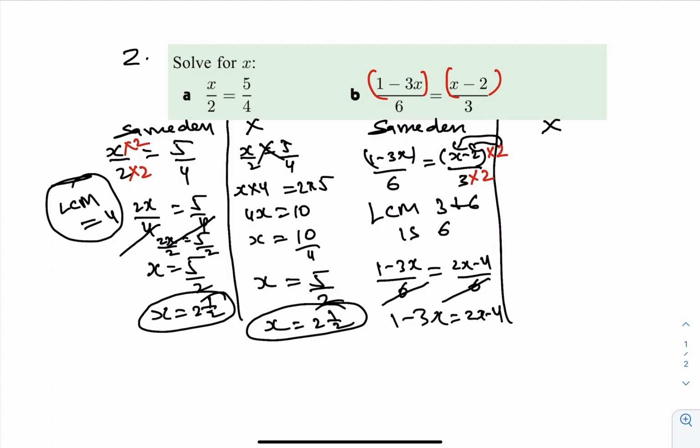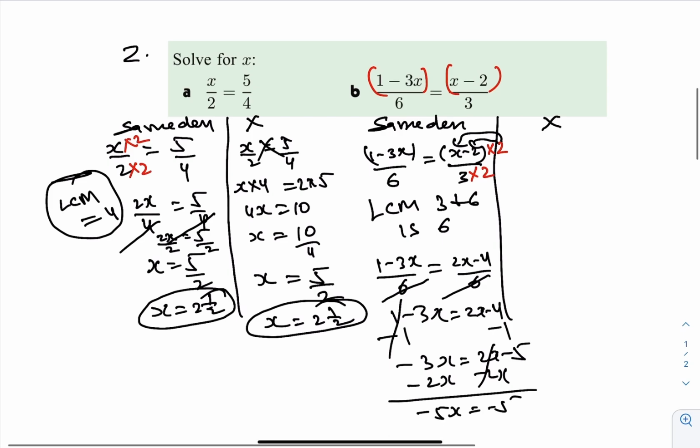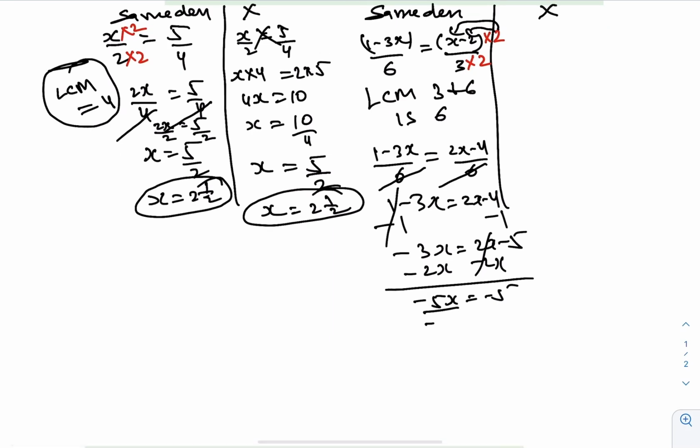Now the next step, move all the numbers to the right hand side. So negative 1 both sides. Negative 3x is 2x minus 5. And then you have minus 2x, minus 2x. Here equal and opposite cancel out. So you get negative 5x is equal to negative 5. And now divide by negative 5 and you get x is equal to 1.